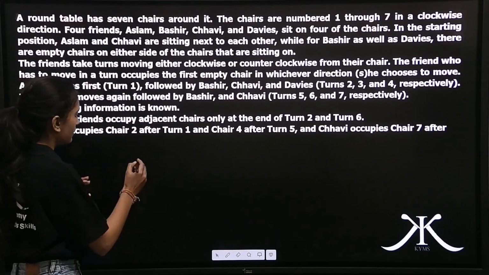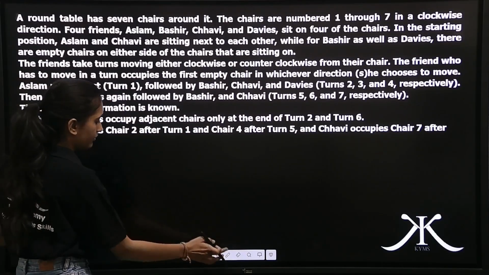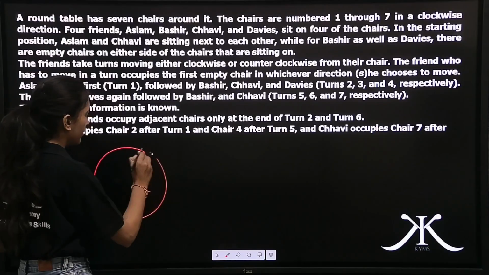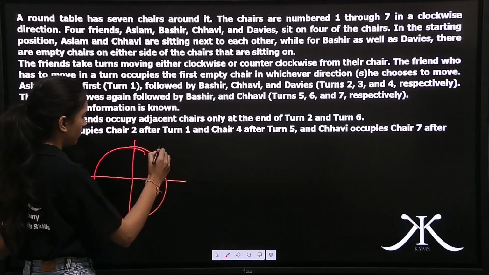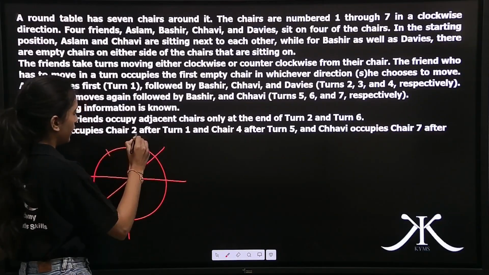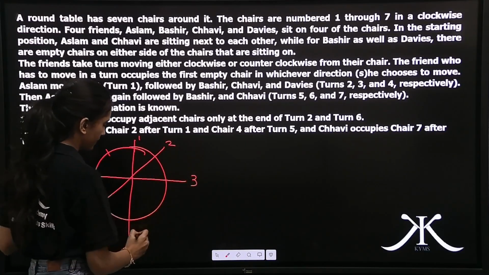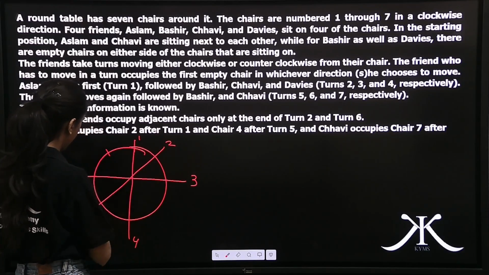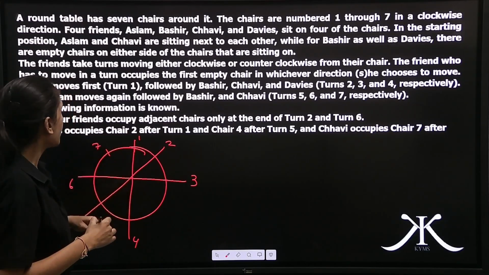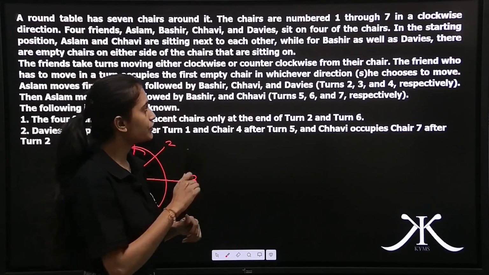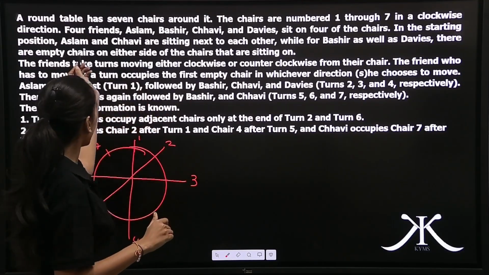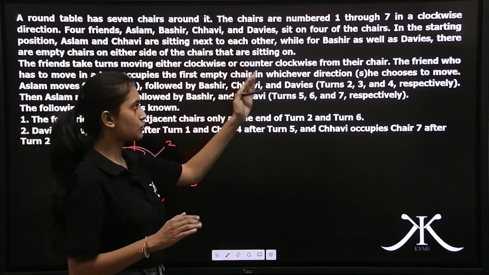Okay, so there is a round table and the chairs, they are numbered in clockwise direction. Now there are 4 friends, let's call them A, B, C, D, sit on 4 of the chairs. In the starting position, A and C are sitting next to each other, okay.